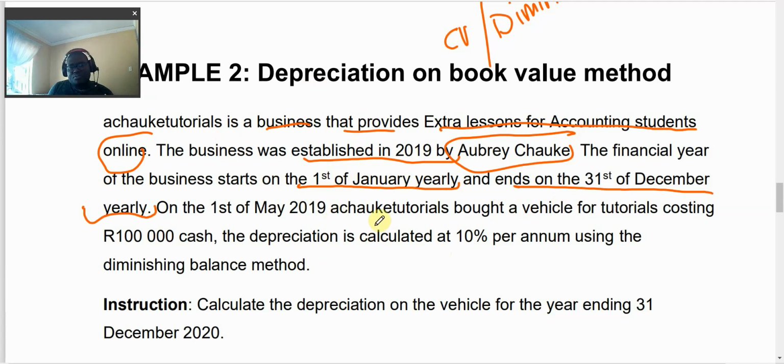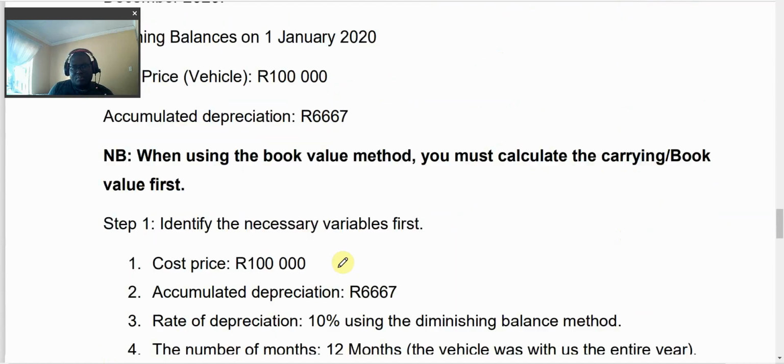2020, and this thing was bought in 2019. So here they're saying on the 1st of May 2019. So this is the date where that particular vehicle was bought. They're saying on the 1st of May 2019, Chauke Tutorials bought a vehicle for tutorials costing 100,000 cash. So the cost price has already been identified.